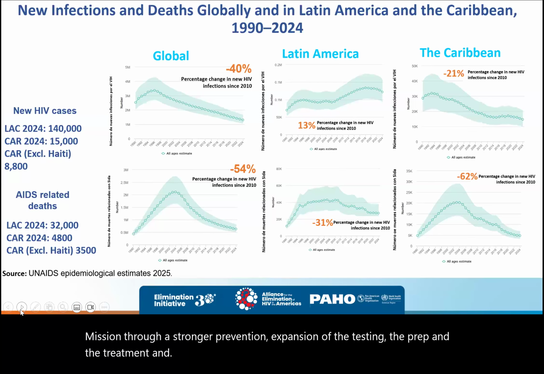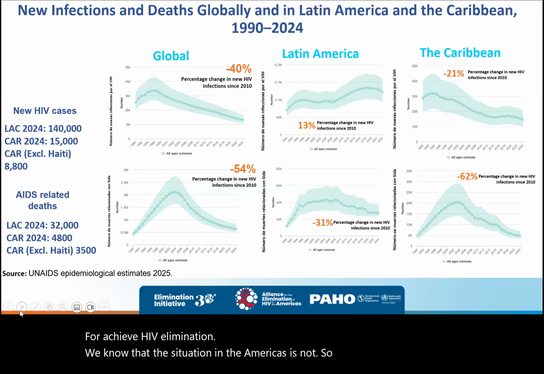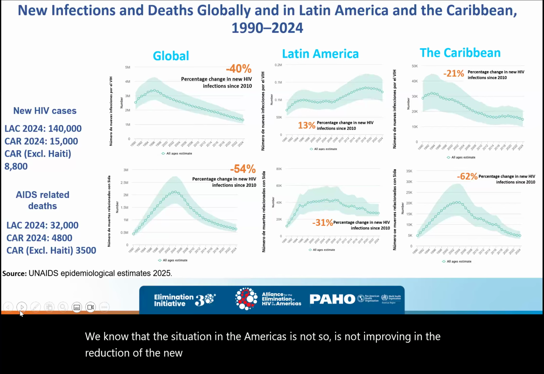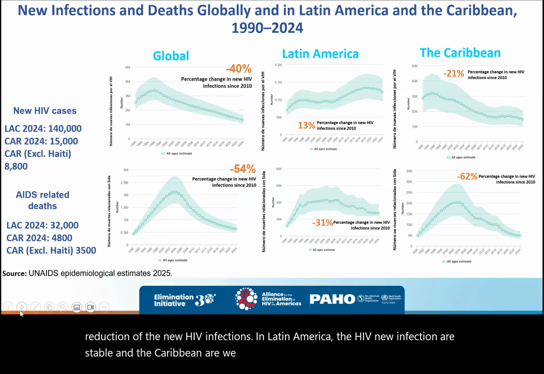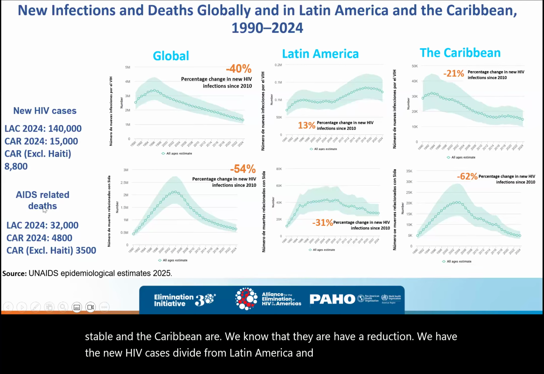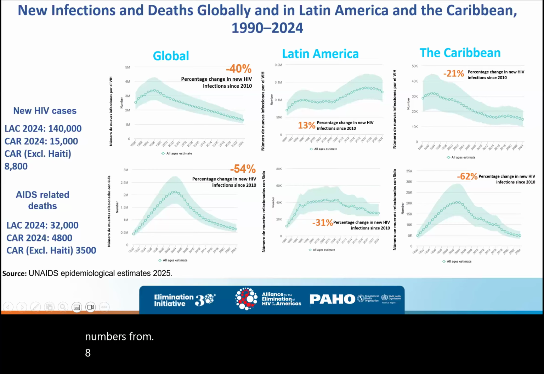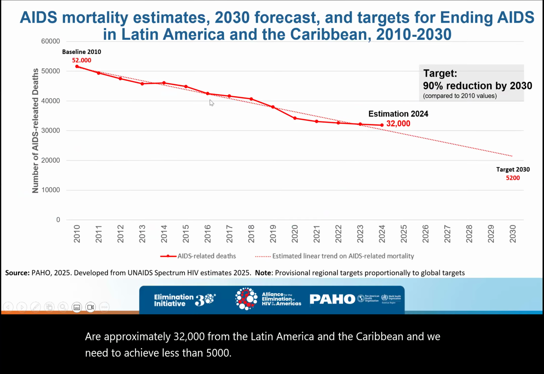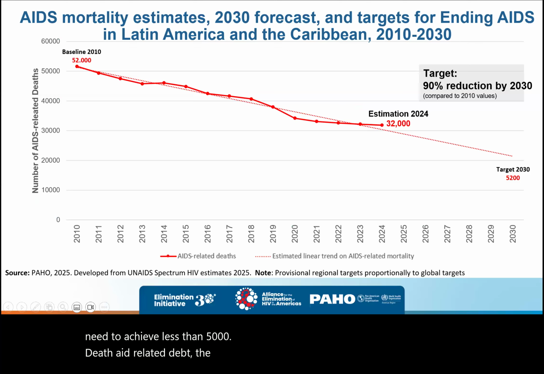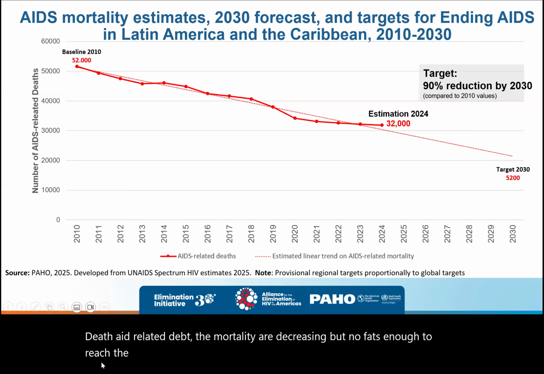To achieve HIV elimination, we know that the situation in the Americas is not improving in the reduction of new HIV infections. In Latin America, the new HIV infections are stable, and in the Caribbean they have a reduction. We have the new HIV cases divided between Latin America and the Caribbean, and AIDS-related deaths are approximately 32,000 in Latin America and the Caribbean, and we need to achieve less than 5,000 AIDS-related deaths. Mortality is decreasing, but not fast enough to reach the target agreed for 2030.